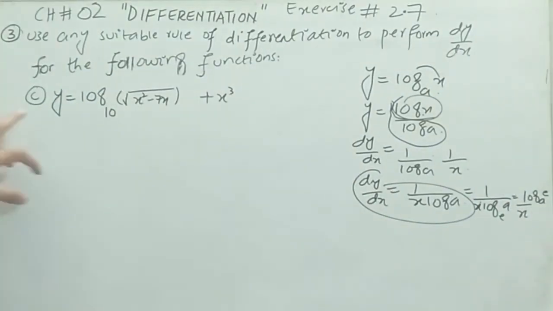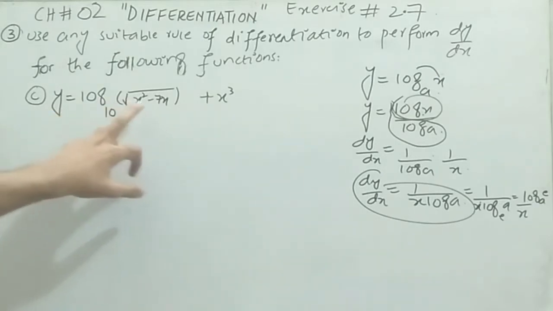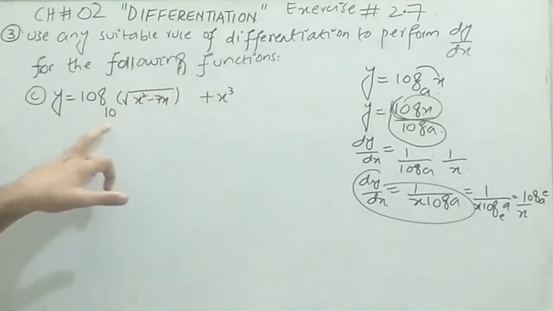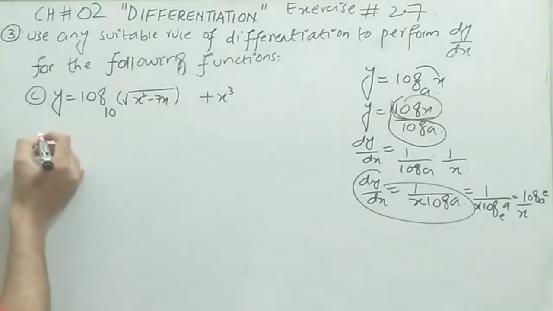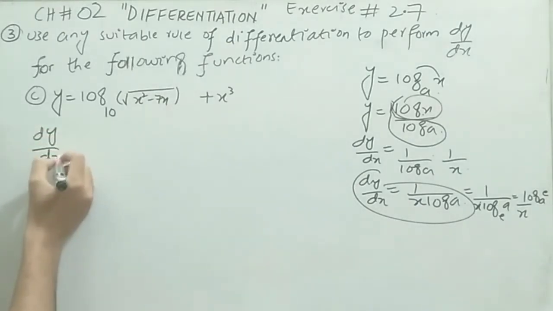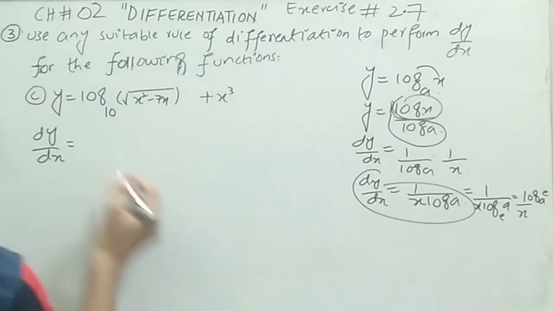Now move toward part number C. It tells that y is equal to log of x square minus 7x under the root to the base 10 plus x cube. Find the derivative of this function. So our dy by dx will be actually equal to 1 over x.